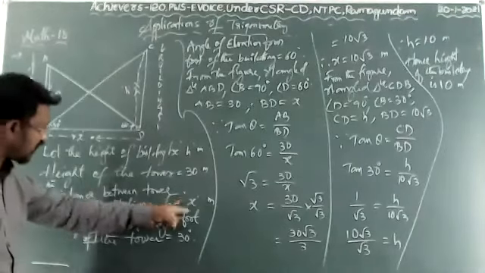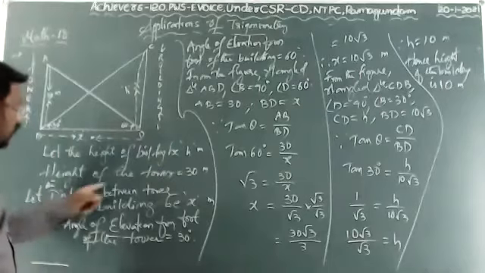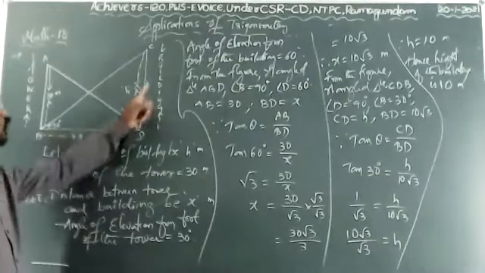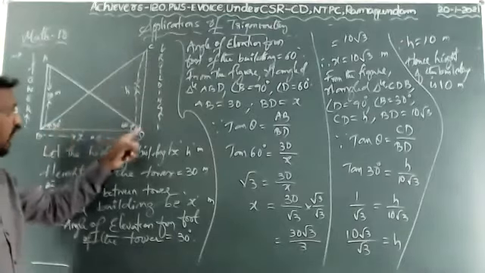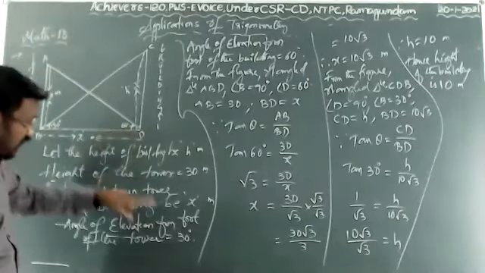Let us imagine that distance is x, and let us take the height of the building as h. The height of the tower is given as 30. The angle of elevation from the foot of the tower to the top of the building is 30 degrees. The angle of elevation from the foot of the building to the top of the tower is 60 degrees.